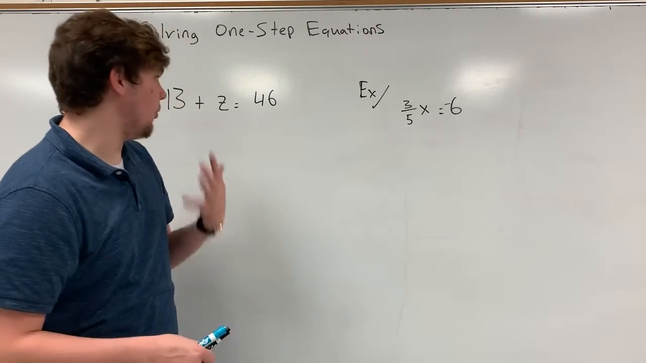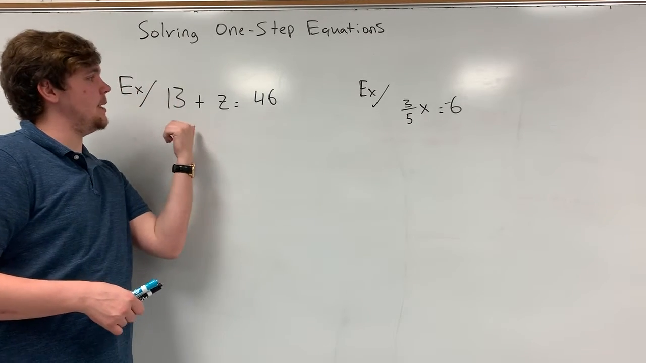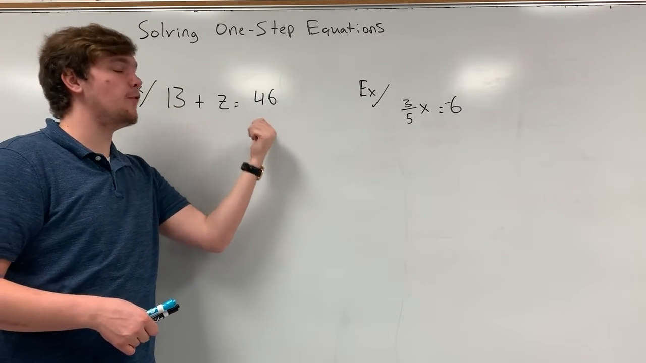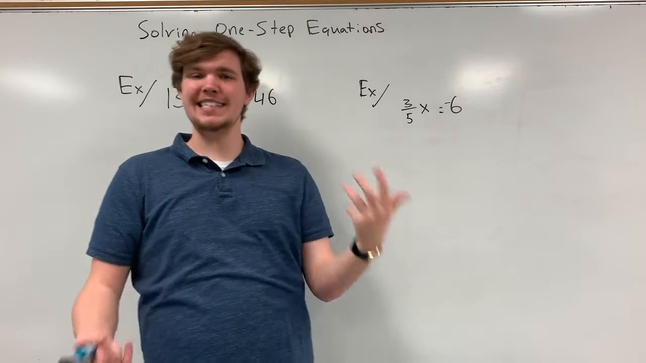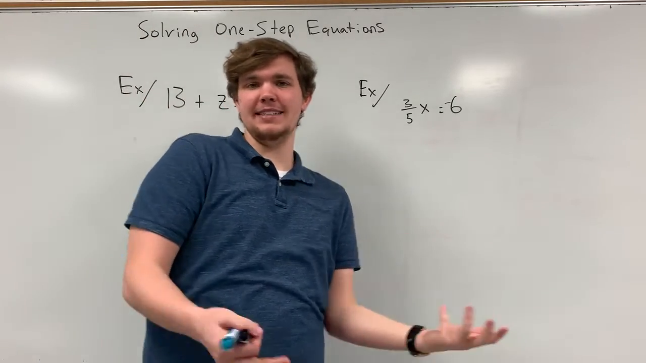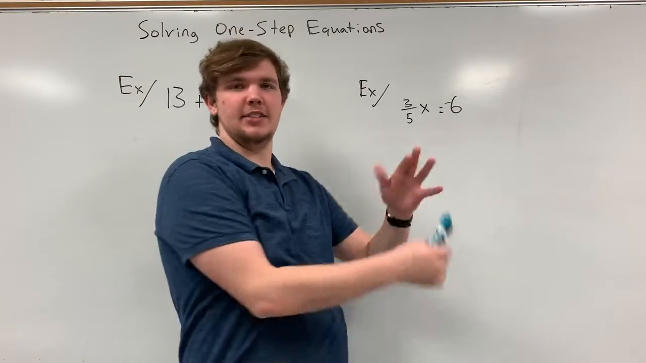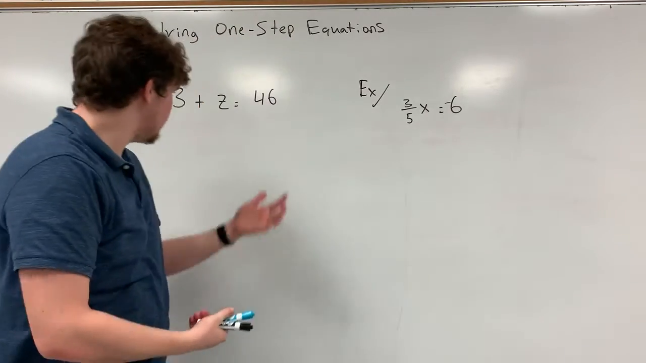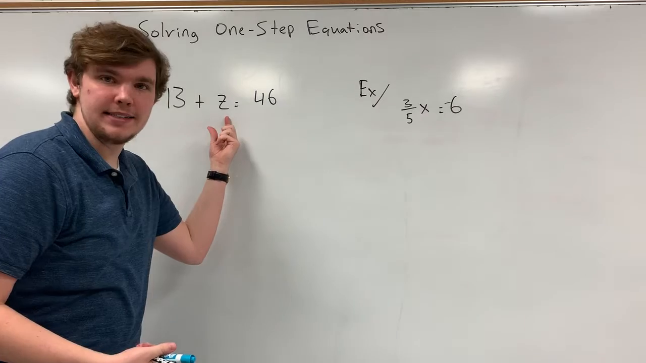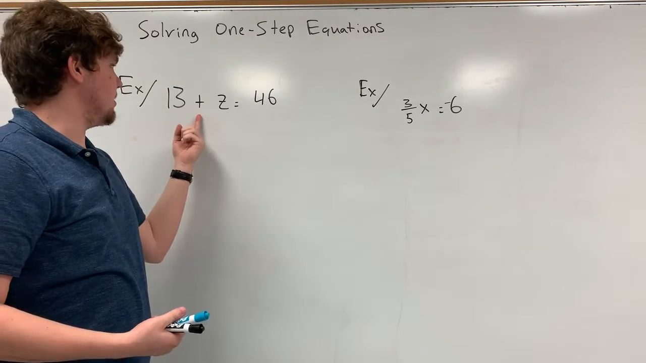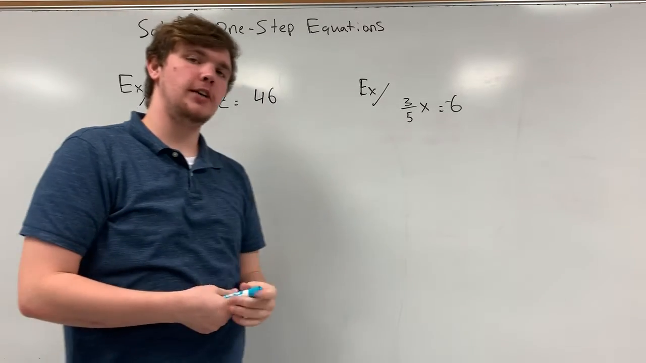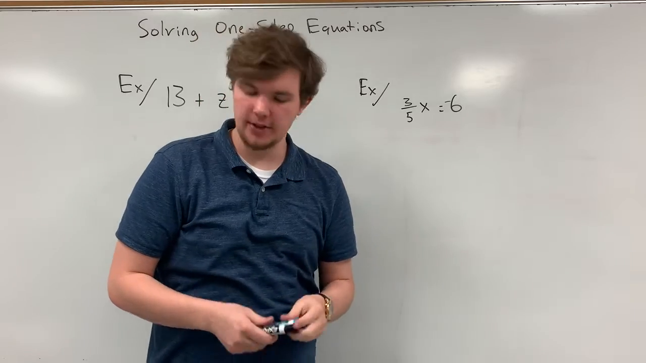Okay, so this first one, I have 13 plus z equals 46. I'm trying to get z by itself, right? Because z is an introvert and it wants to be alone, away from everybody else. Z is social distancing right now, okay? So how do I get z by itself? What do I have to do with this positive 13 over here?